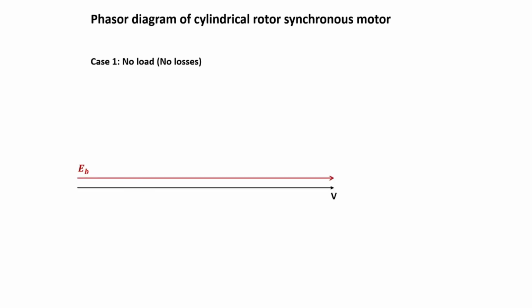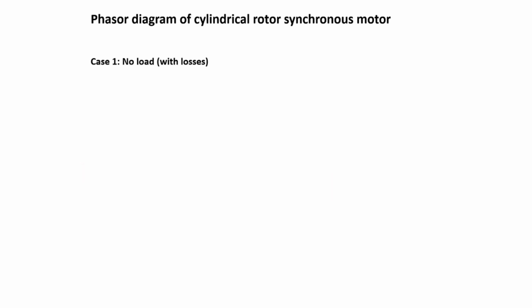So first of all, let's consider no load and no losses. When the motor is operating at no load and with no losses, this is the terminal voltage and this is the back EMF. So EB is equal to V and they are in direct opposition. If the motor is on no load, but it has some losses, it will take a small current in order to meet the losses.